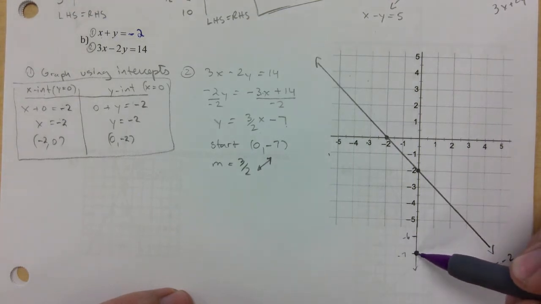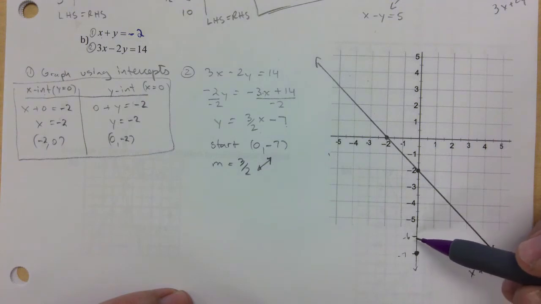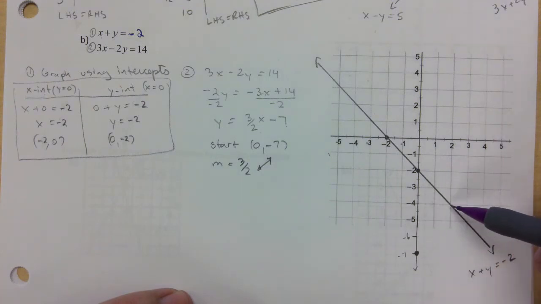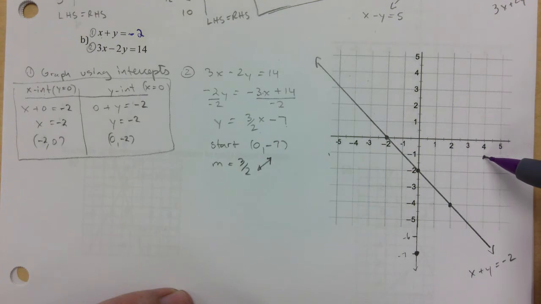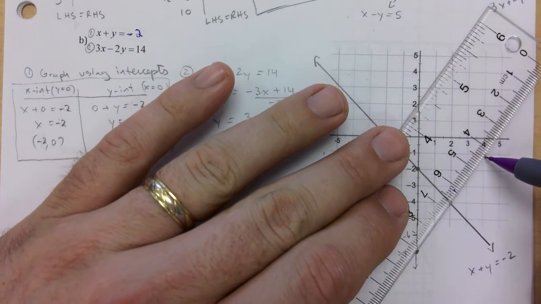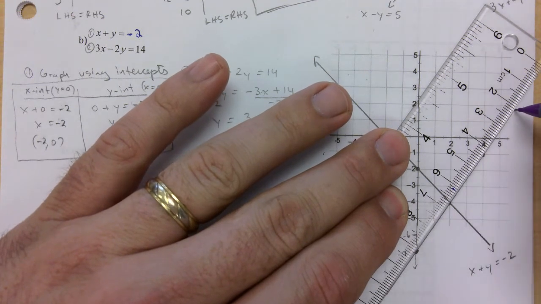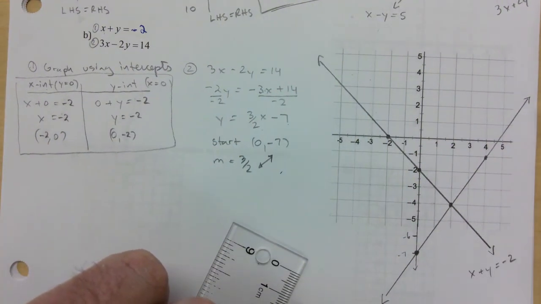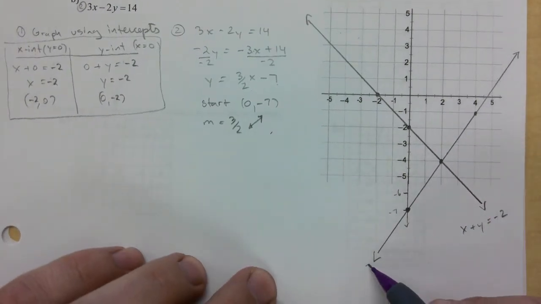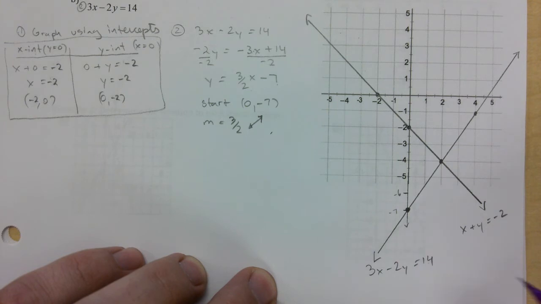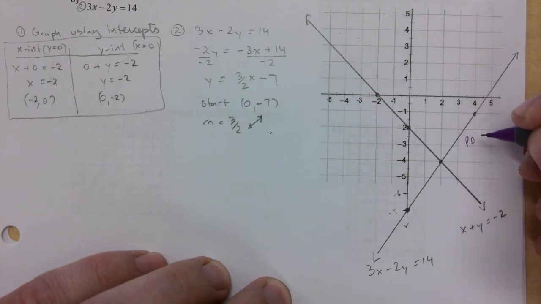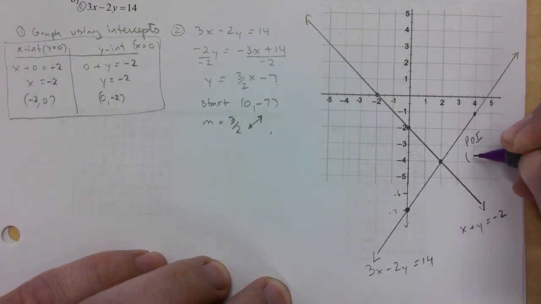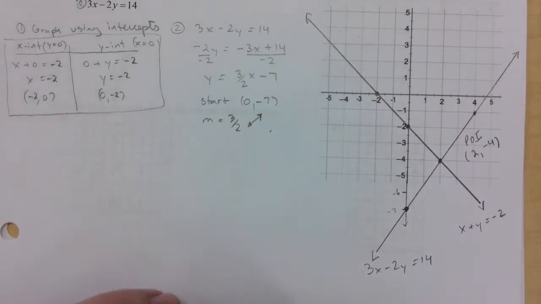And then we're using a slope now to get us more points. So that is 1, 2, 3, 1, 2. I'll do 3 points. Okay, and so that is 3x minus 2y is equal to 14. The POI, point of intersection, would be 2, -4. Right, 2, -4. Just make sure you label that.